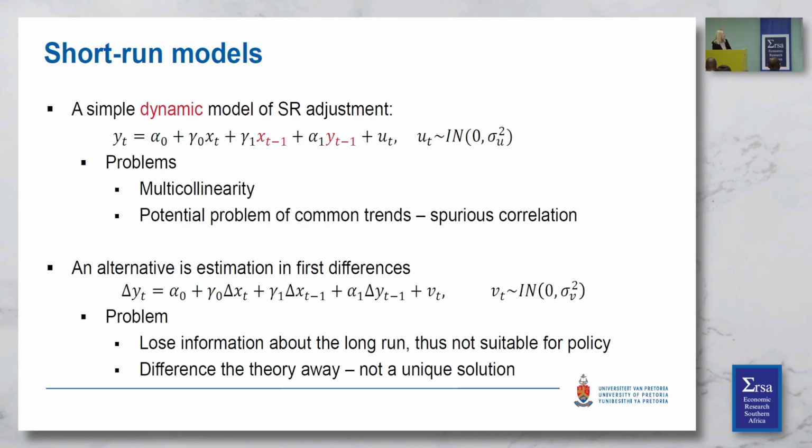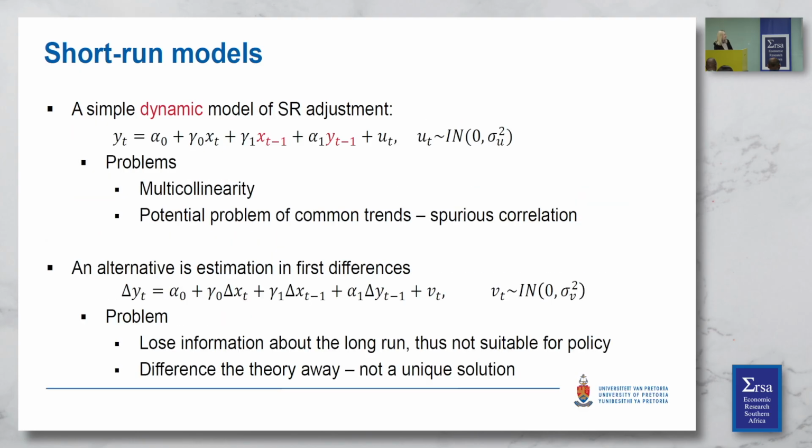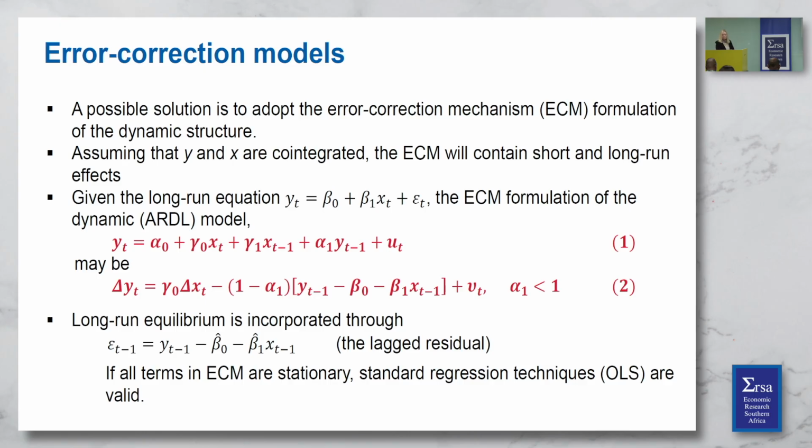But differencing, as we said, we lose theoretical information. We lose, for instance, that important parameter that's often informative in terms of economic theory. So a possible solution is then to marry these two to construct what is referred to as an error correction model, starting from this ARDL model specification.